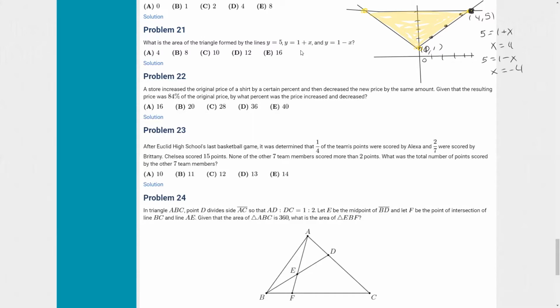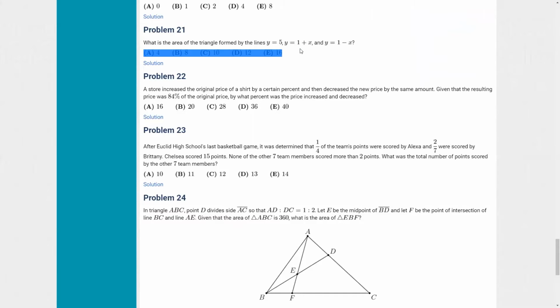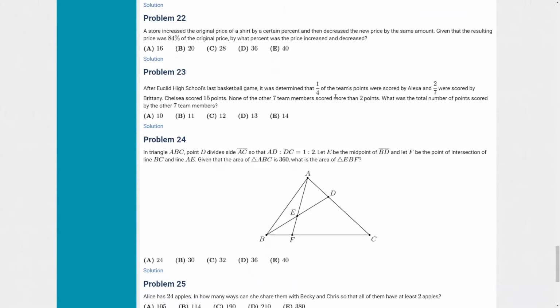Let's write them in points. And same idea, 5 equals 1 minus x. x equals negative 4. So this is negative 4 comma 5 like this. So the distance between these 2 points is 8. And the height is equal to 4. And the area of a triangle is base times height times half. So 4 times 8 times 1 over 2 is 16. So the area of this triangle is 16. Answer to problem 21 is E.